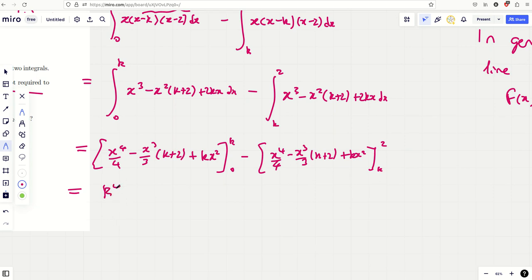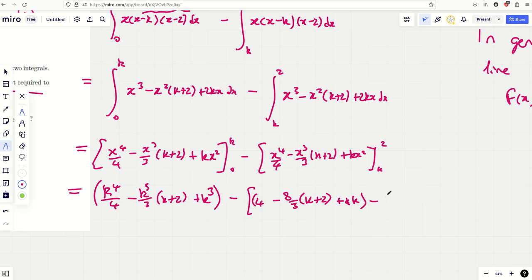Okay, so what do we got? We've got k to the 4 over 4 minus k cubed over 3, k plus 2, plus k cubed, minus 0 if you like, but 0 throughout just gives you 0 because everything's been times by 0. So, let's be a little bit more careful. We've got 2 to the 4 over 4, which is 4, 2 cubed over 3, which is 8 over 3, k plus 2, and then we're going to have 4k.